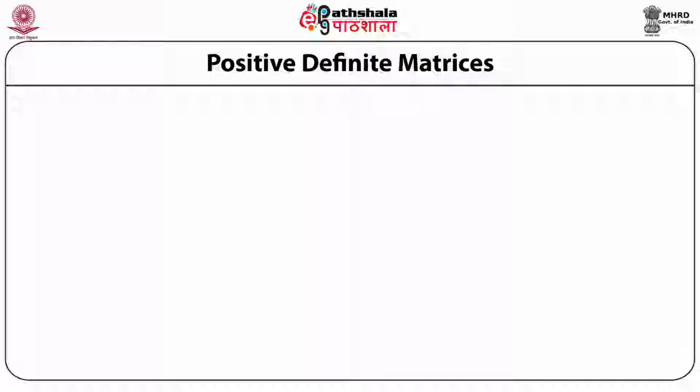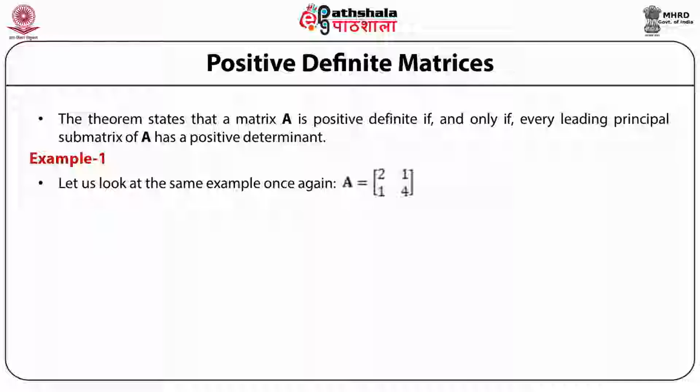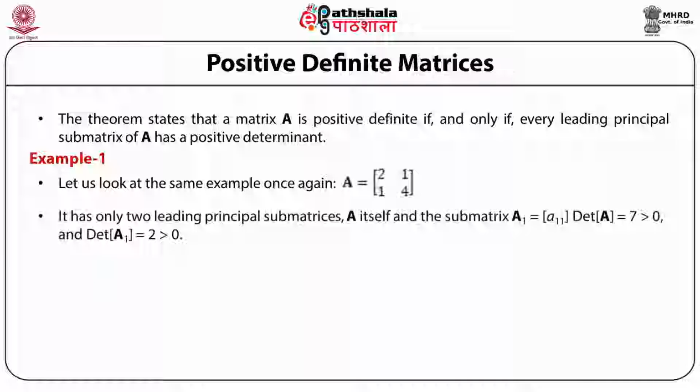For every m lying between 1 and n, the theorem states that a matrix A is positive definite if and only if every leading principal submatrix of A has a positive determinant. Now let us see one example where A is [2 1; 1 4]. It has only two leading principal submatrices, A itself and the submatrix A1 = [1]... Determinant of A is equal to 7, greater than 0, and determinant of A1 is equal to 2, greater than 0. Hence, A is positive definite.